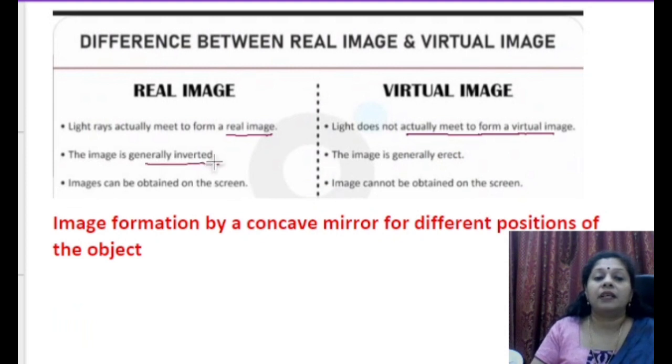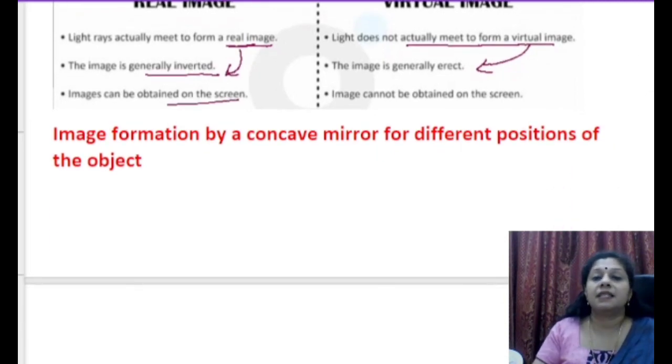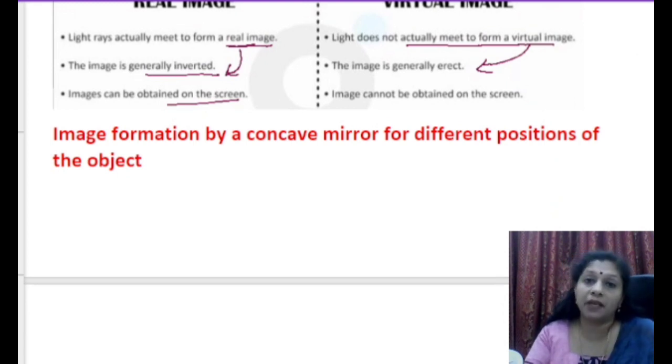The next point: if it is a real image, along with that you have to immediately write the next word, inverted. Real images are always inverted, whereas virtual images are erect. Then, real images can be obtained on a screen, like in the case of a movie. The images which can be obtained on a screen are called real images, whereas virtual images are not obtained on a screen, but we can see them in the mirror itself. For example, if I look at my image in the mirror, I can see my image inside, but I am not getting it on a screen. Once I move out, it is gone, because it is formed inside. Such images are called virtual images.